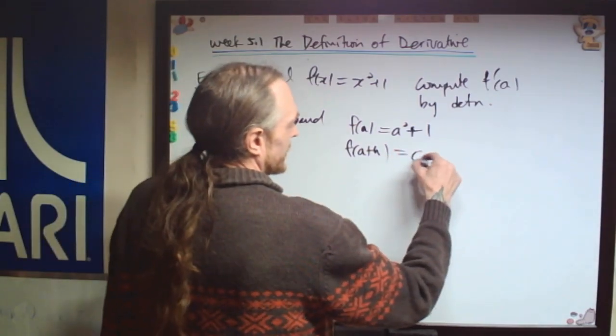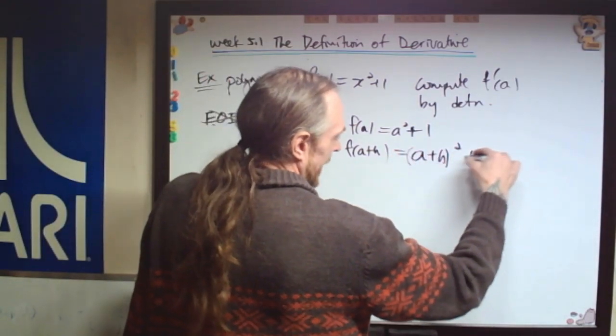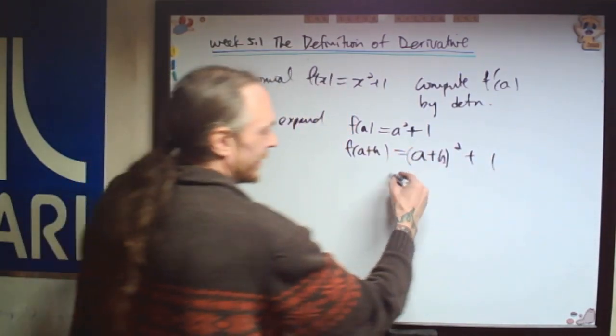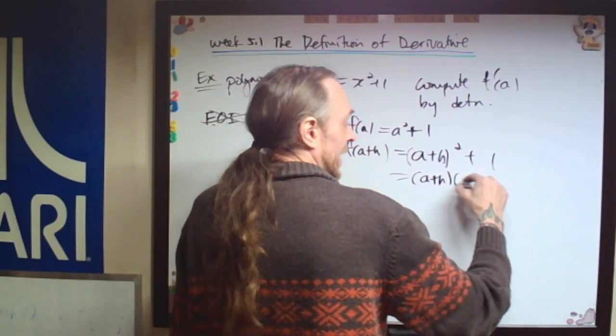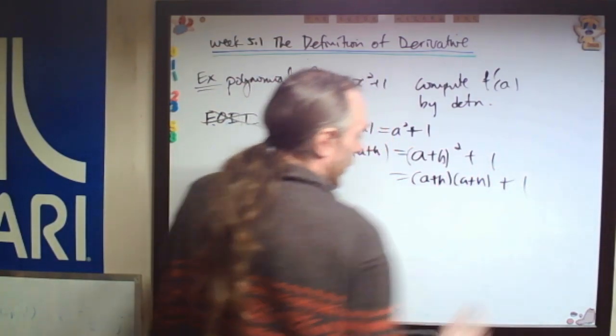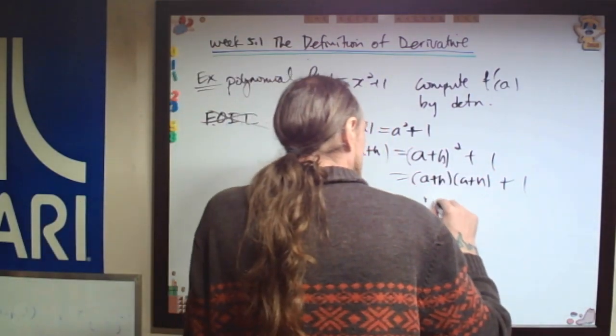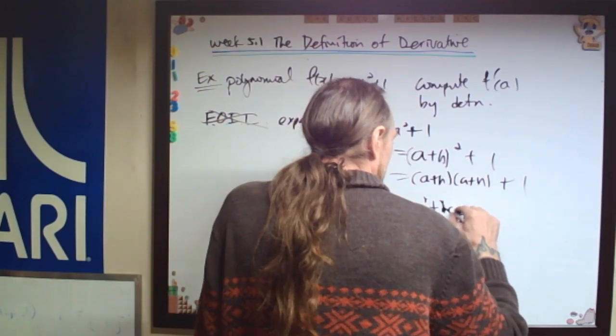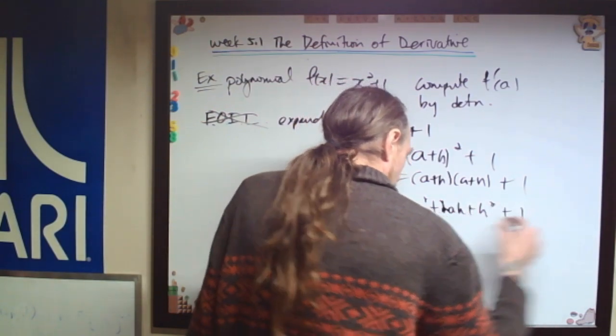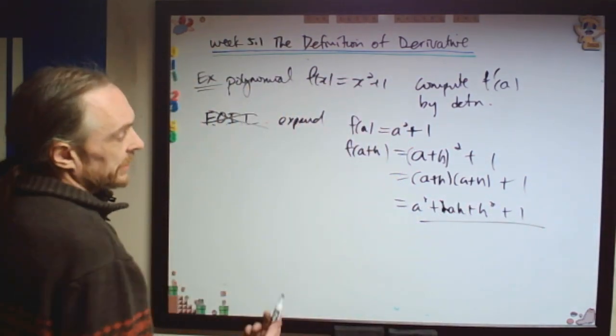F of a plus h is going to be, here's where I have to use it, a plus h squared plus 1. I have to FOIL or expand that. That's technically a plus h, if you don't remember, times a plus h plus 1. I expand that. That's a squared plus 2ah plus h squared plus 1. That's f of a plus h.